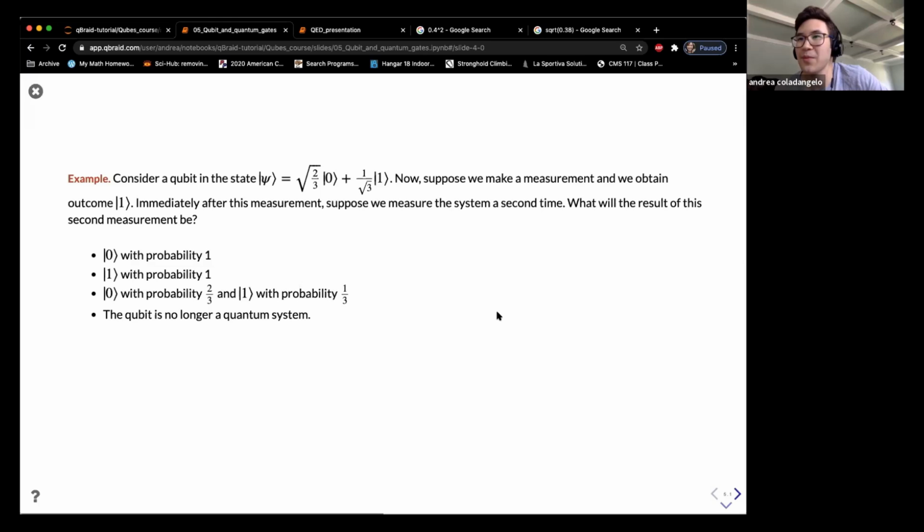Okay, here's another example. It's a simpler example. We can do it together. Consider a qubit in the state psi, the square root of 2 over 3 times 0, plus 1 over square root of 3 times 1. Now suppose we make a measurement and we obtain outcome 1. Immediately after this measurement, suppose that we measure the system a second time. What would the result of this second measurement be? So we measured the first time, we got outcome 1, and now we measure it again right away.